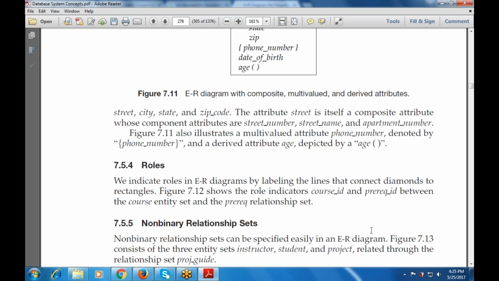Now we indicate the role in the ER diagram by labeling the lines that connect diamonds to the rectangles. This shows the role indicator, whatever the role indicator we have. So that shows the role indicator that may include the course ID and the prerequisite ID between the course entity set and the prerequisite entity set. That prerequisite entity set indicates what is the course ID, that indicates what is the relationship between the role that connects with the diamond.